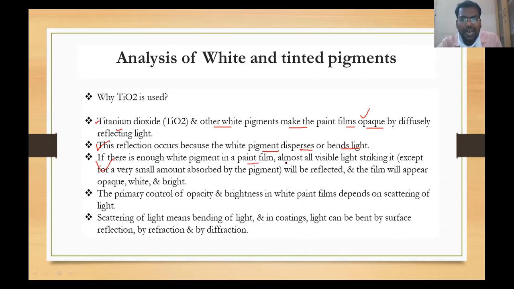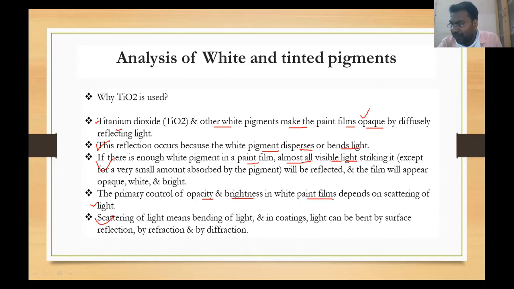almost all visible light. ठीक है, if there is enough white pigment in the paint film, almost all visible light striking it, सब जितने भी visible light हैं उसको strike करते हैं, and that will be reflected and the thin film will appear opaque, white and bright. So the primary control of this opacity and the brightness in the white films depends upon the scattering of light. जो scattering of light का concept है, ठीक है, उसके ऊपर ये depend है.